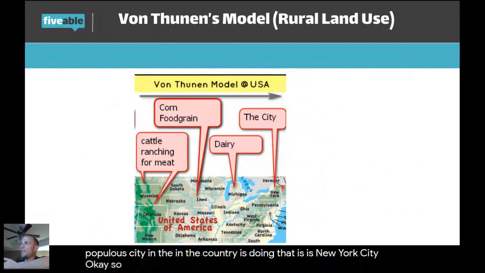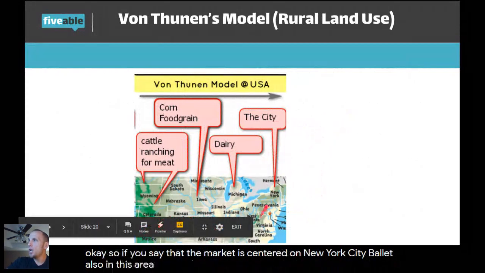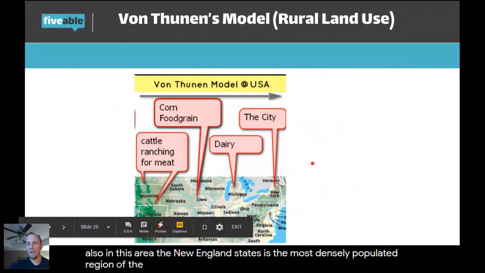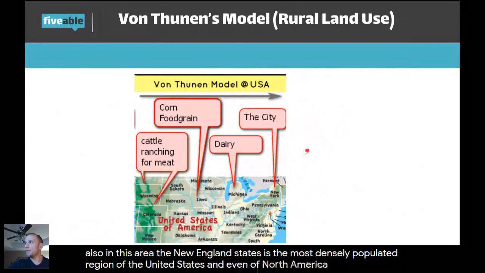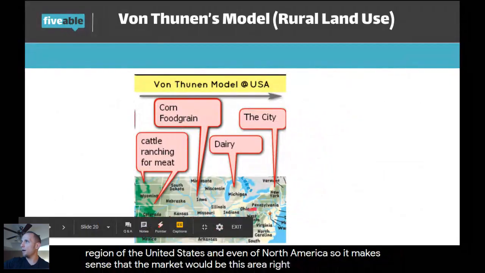Okay, so if you say that the market is centered on New York City, by the way, also in this area, the New England states is the most densely populated region of the United States and even of North America. So it makes sense that the market would be this area right here.